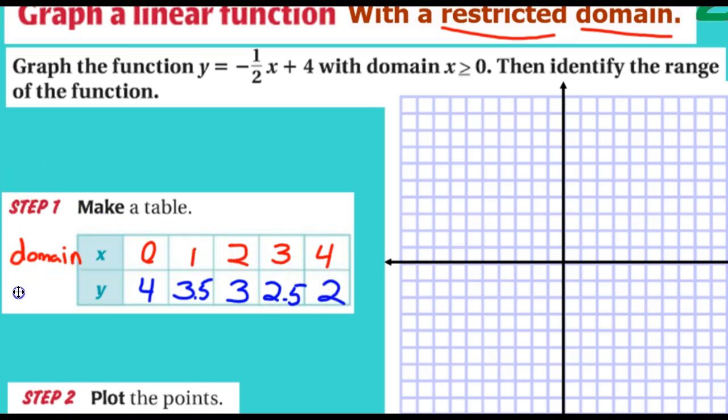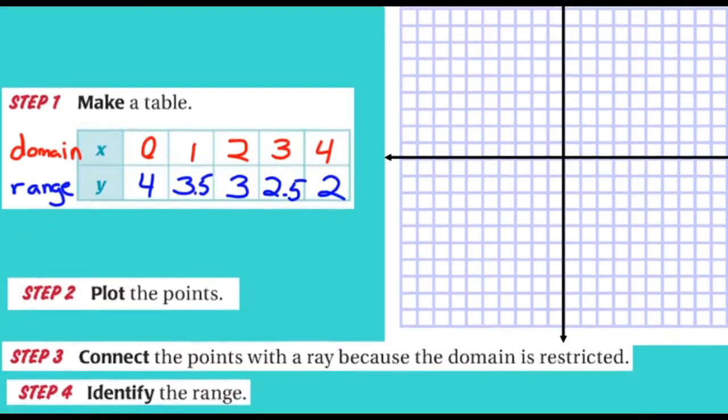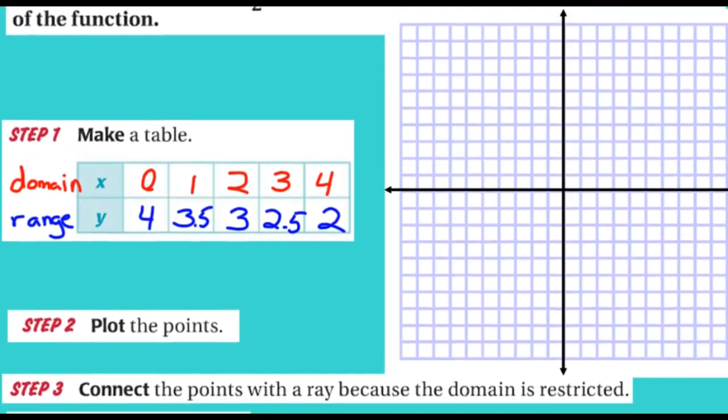So if this is the domain, this has to be the range. Plot the points. Alright, so I'll start at 0, 4. So I go 0 on the x-axis, but I go up 1, 2, 3, 4 on the y. 1, 3.5.